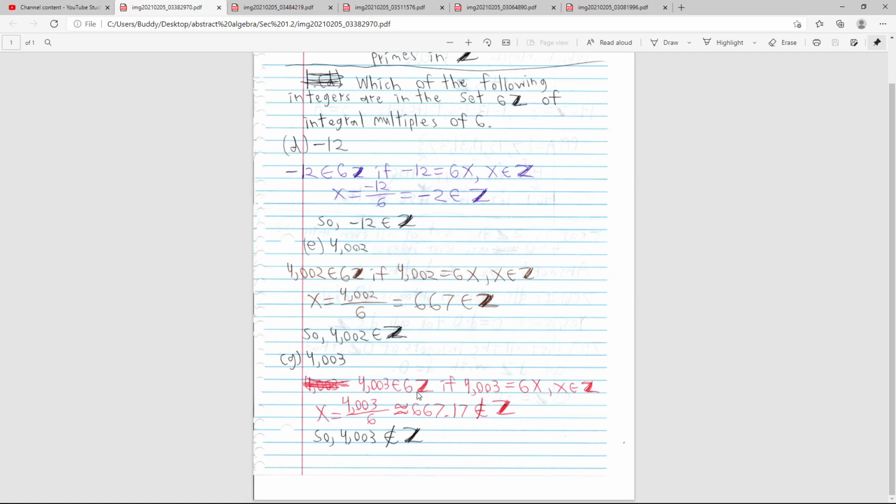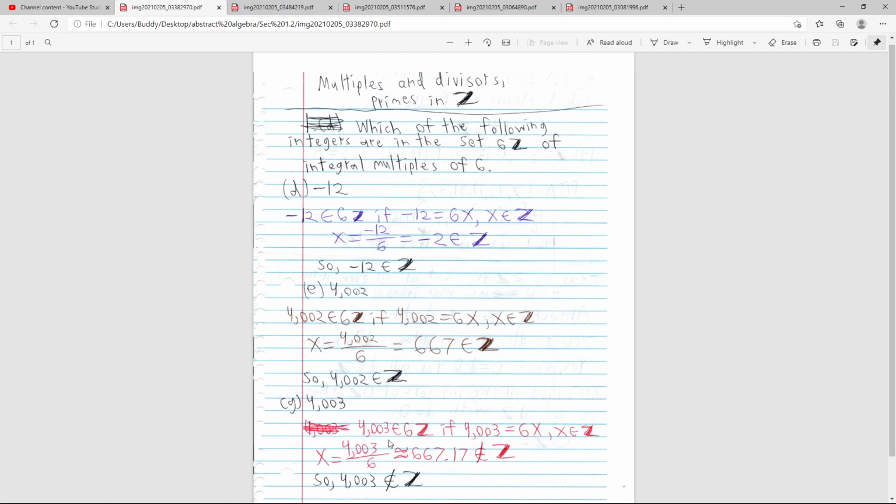And then 4003 is not in 6Z, because 4003 equals 6x with x in Z does not work. It's about 667.17, which is not in Z, so this would not be in 6Z, but it would be in Z. It's an integer, alright, but it's not a multiple of 6.